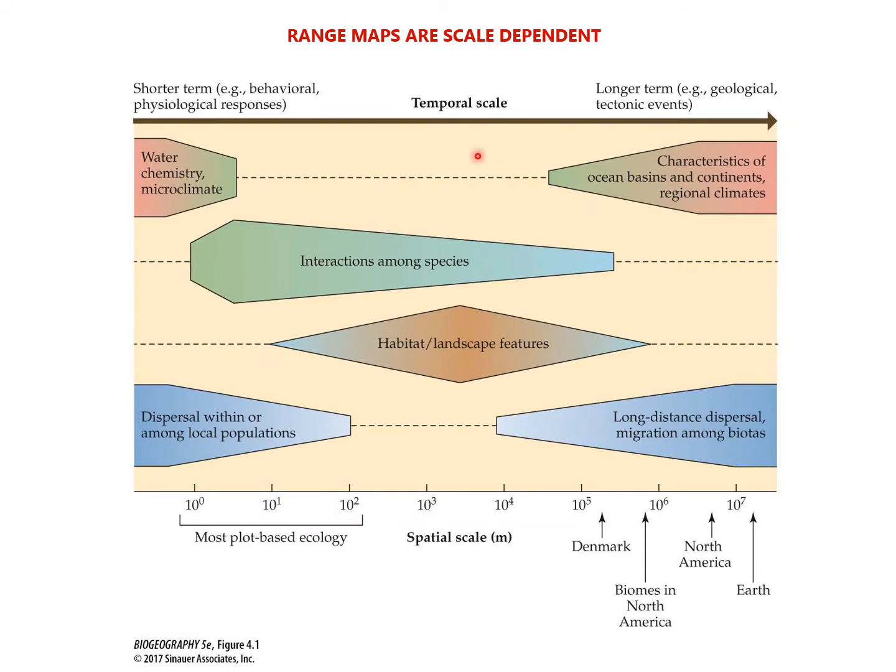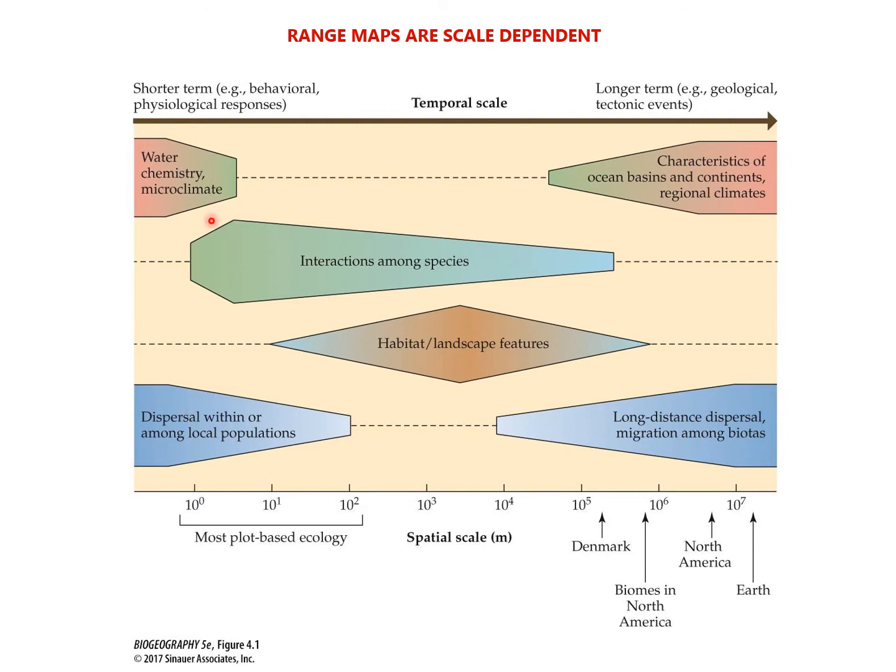Something else worth mentioning here is that range maps are scale dependent, and that's really a function of the fact that the range itself is scale dependent. The factors that determine a species' geographic range and where a species is located are scale dependent. So if we have our spatial scale down here, over here these are meters, so this is like 10 meters. It's kind of a small area.